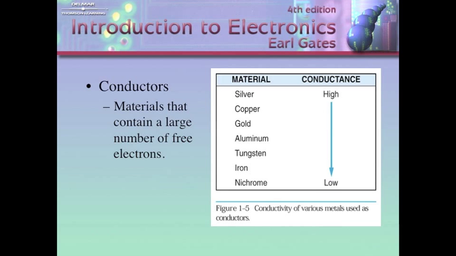If we look at the table here, figure 1.5, this shows silver, copper, gold, aluminum, tungsten, iron, nichrome. Silver is the material that has the best conductance. That means silver is the best conductor. How many of you are familiar with silver wire? Silver solder, we've heard of. What about wire? The best conductor, I'm not lying, the best conductor that we have found in nature is silver.